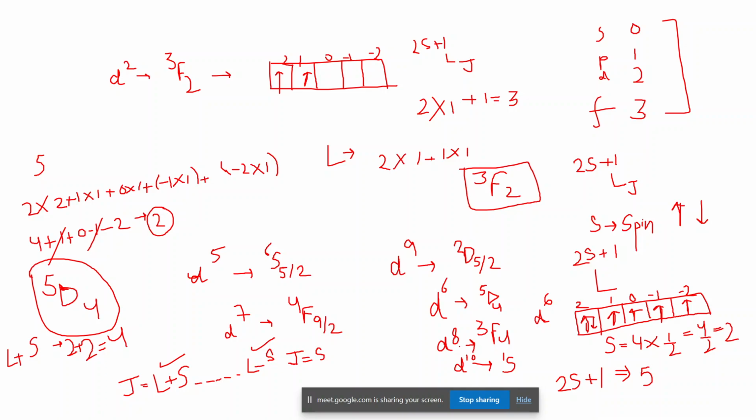The J value is 0. It will be L plus S. So it's 0 plus 0. All the electrons are paired, so spin will be 0 here. And the L value will also be 0. Why? Because everything will cancel, like 2 into 2 plus 1 into 2 plus 0 into 2 plus minus 1 into 2 plus minus 2 into 2. So everything will cancel out, and the final answer will be 0.